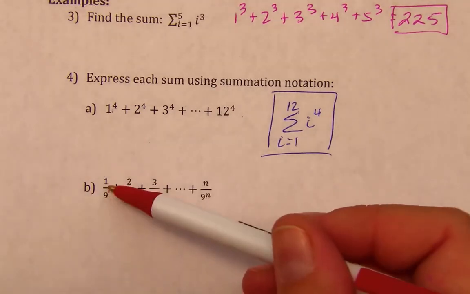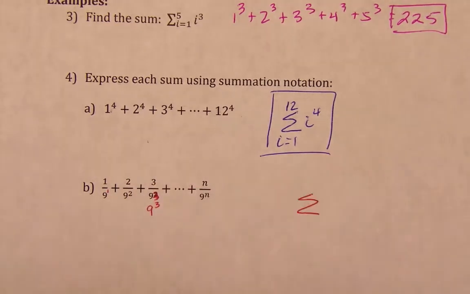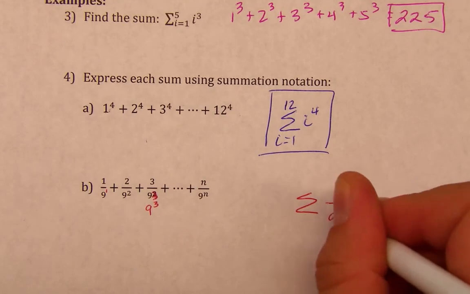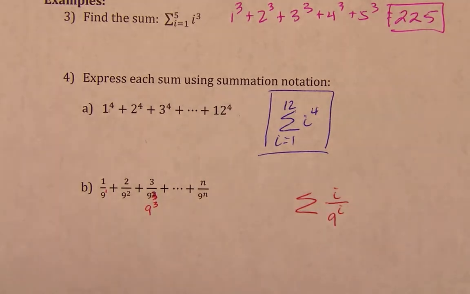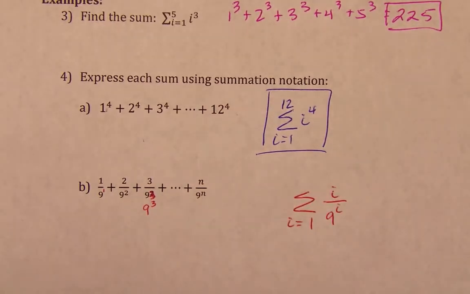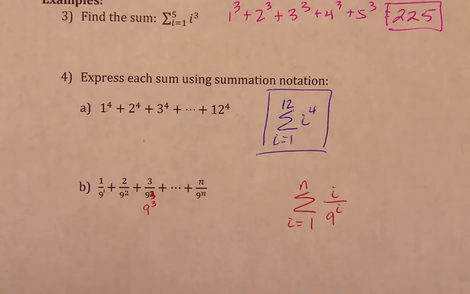And then we have a 1 here, a 1 here, a 2 here, a 2 here, a 3 here, a 3 here. So we can start to see a pattern. Maybe we have something like I over 9 to the I power. And we would start with I equals 1. And then we would have n on the top because we end at n. Okay. And that's the end of section 1, where we are just getting an introduction to sequences and summation notation.